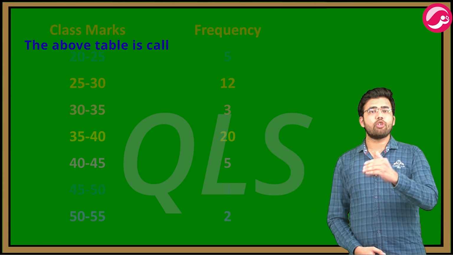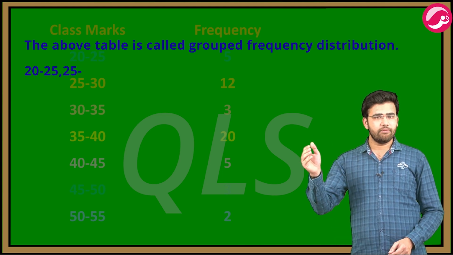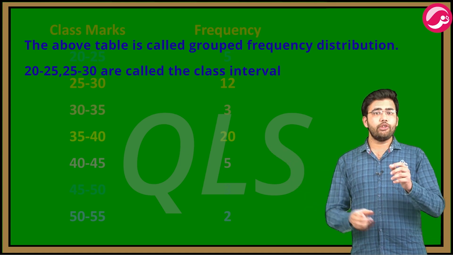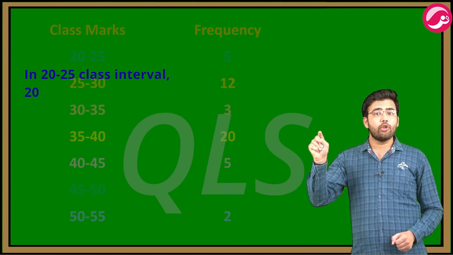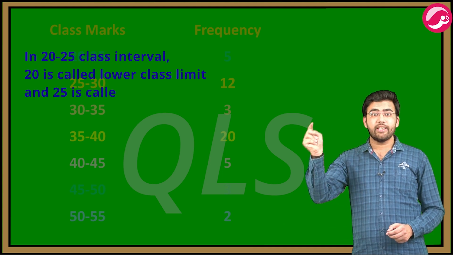The above table is called grouped frequency distribution. 20 to 25 and 25 to 30 are called class intervals. In the 20 to 25 class interval, 20 is called the lower class limit and 25 is called the upper class limit.